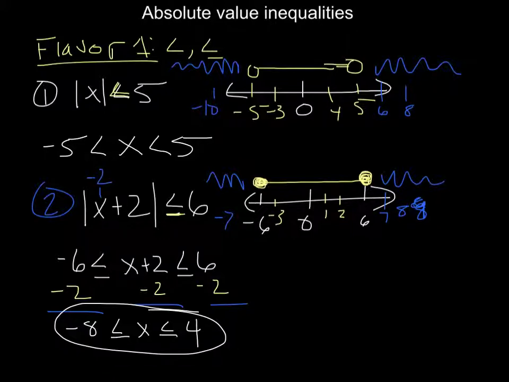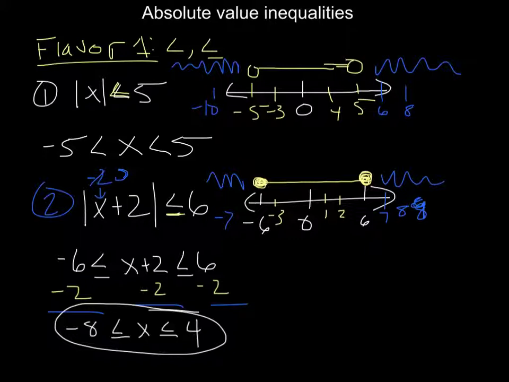And I substitute into x, and let's see what we get when we do that. So we've got negative 2 plus 2. Well, that's a 0. And the absolute value of 0 is 0. 0 is less than or equal to 6, so it works.